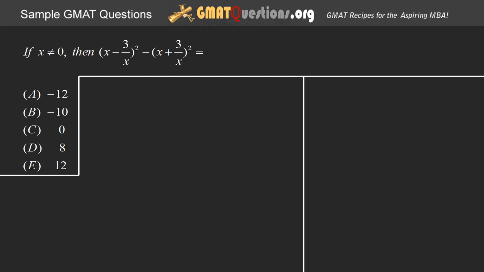Let's read the question. If x is not equal to 0, then (x minus 3) over x squared, minus (x plus 3) over x squared, equals which of the following? Even if you don't know factorization, you have a few options to solve this question.